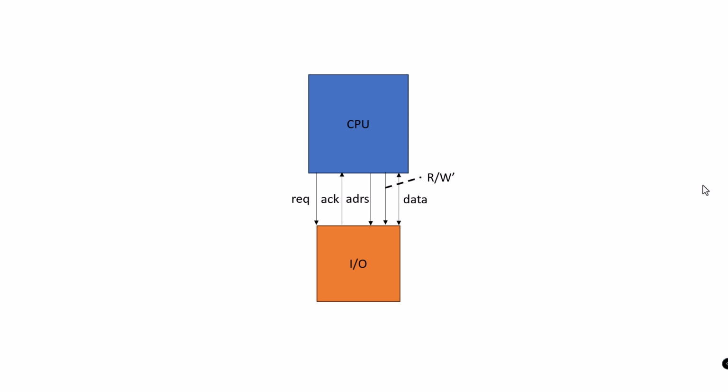Let's first look at the signals used to communicate with the device. Request, or REQ, allows the CPU to initiate an operation with the device. Acknowledge, or ACK, is used to respond. Read-write gives the direction of the transfer. The address signals give the location for the transaction. The data signals give the data.